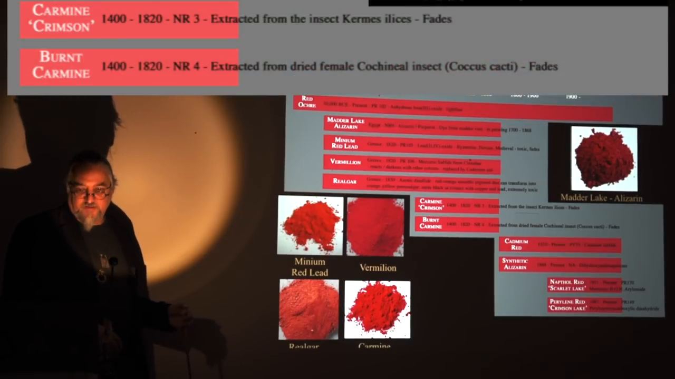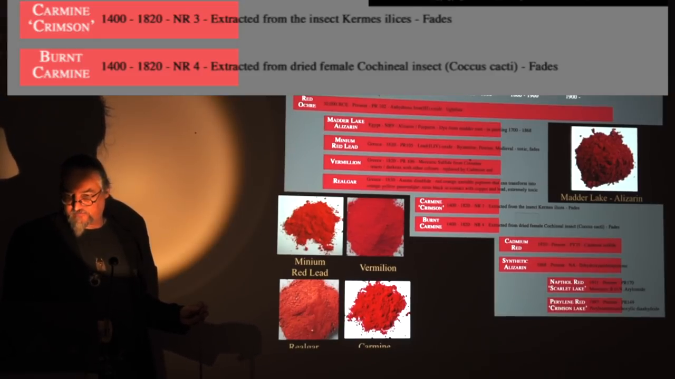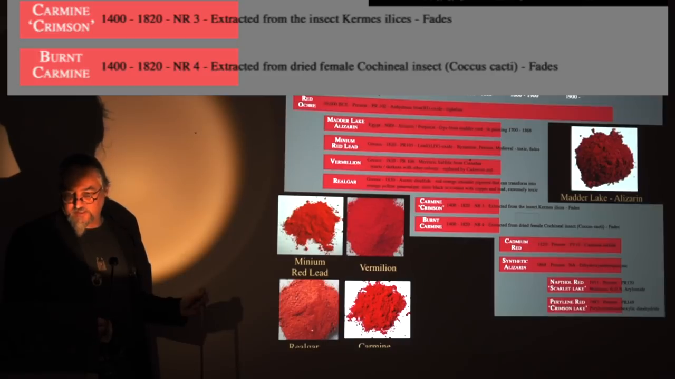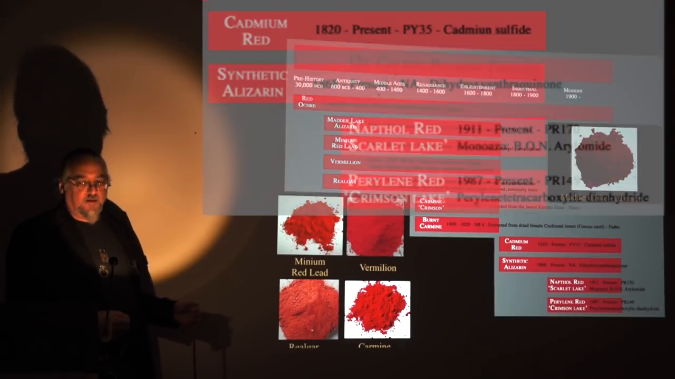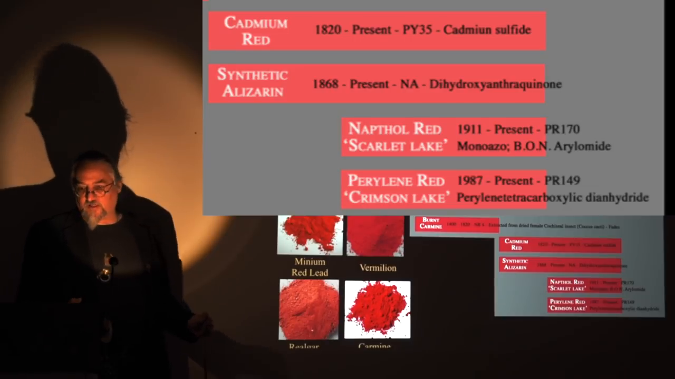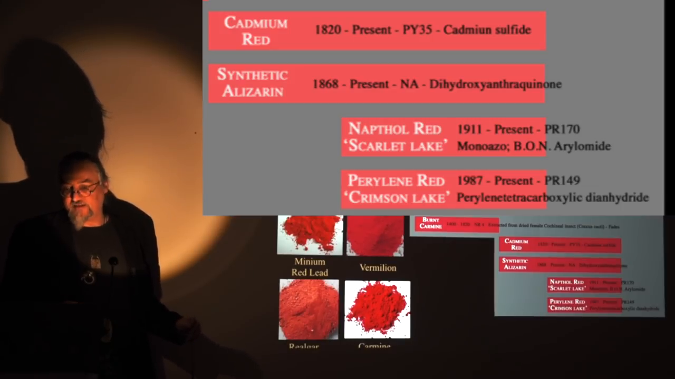Moving into the Renaissance then, from 1400 onward, carmine or crimson, which is extracted from the kermes beetle, but it is not very stable, it fades. Burnt carmine then, also from the same period, extracted from the female cochineal insect. By the industrial age then, they started to create artificial colors that were more stable, like cadmium red from 1820 to the present, as well as synthetic alizarin.